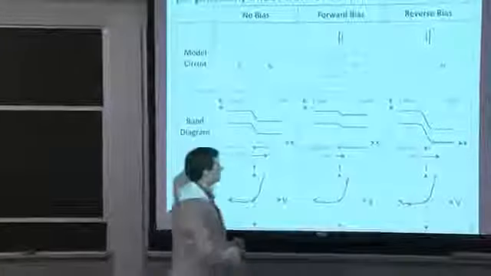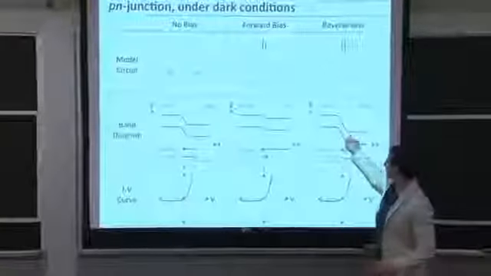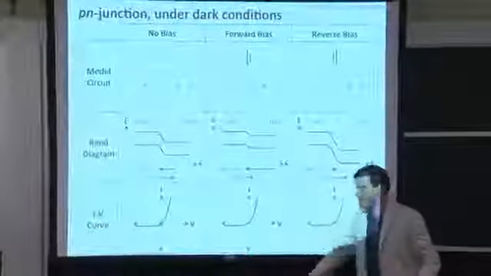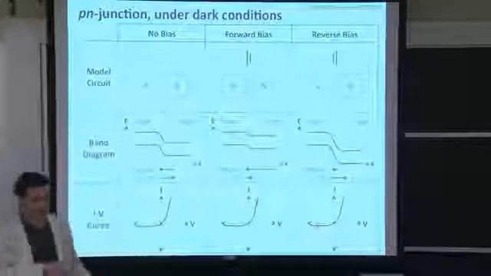At some point, you'll reverse bias this so much that the carriers will begin tunneling across from the valence band into the conduction band over here, and you'll have a catastrophic failure of your device. But that's more of an advanced point.